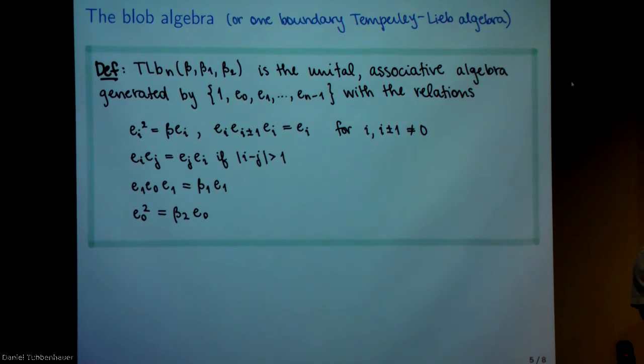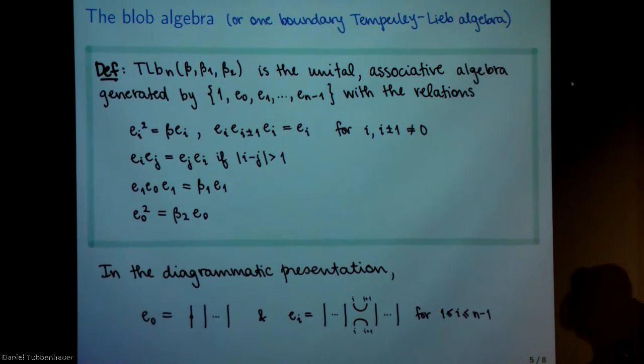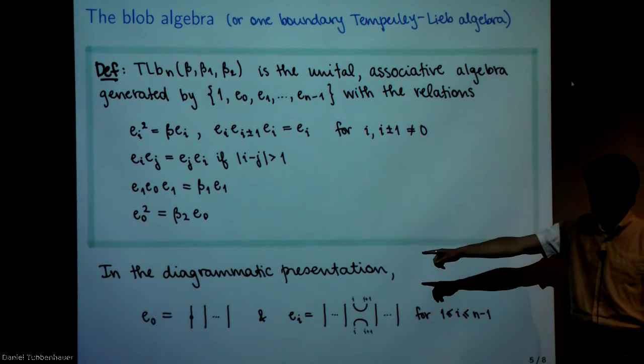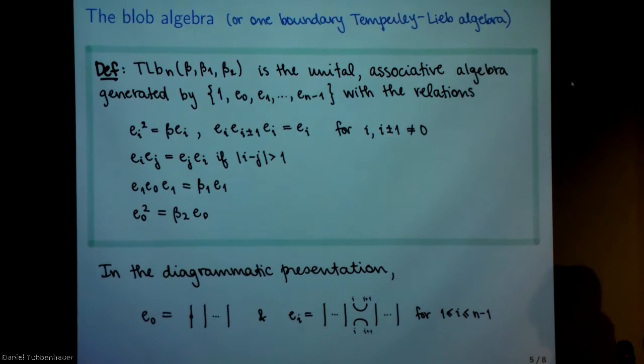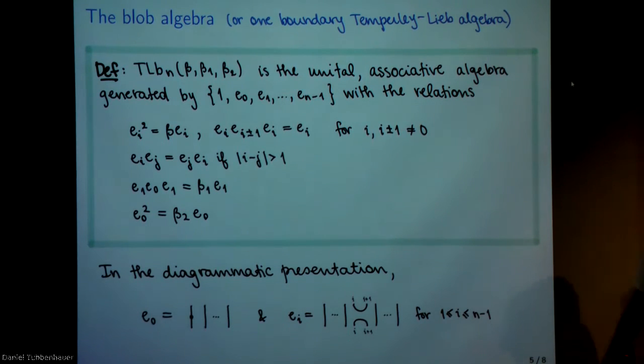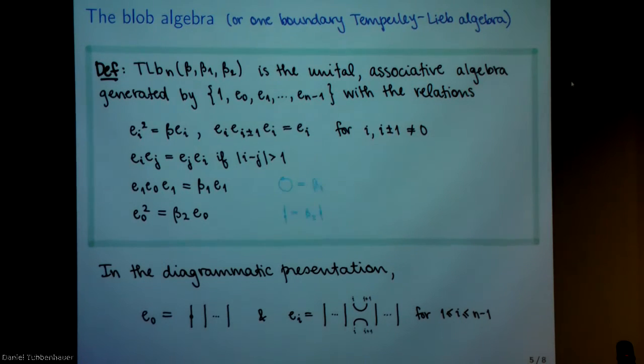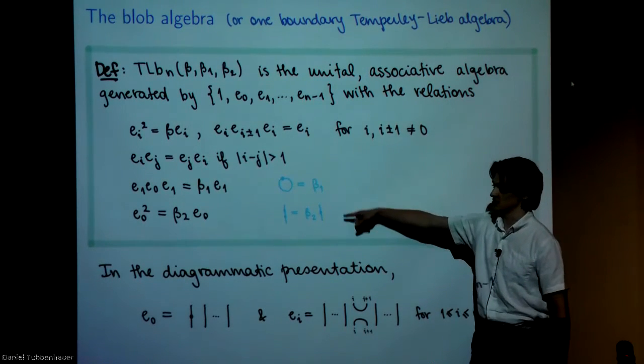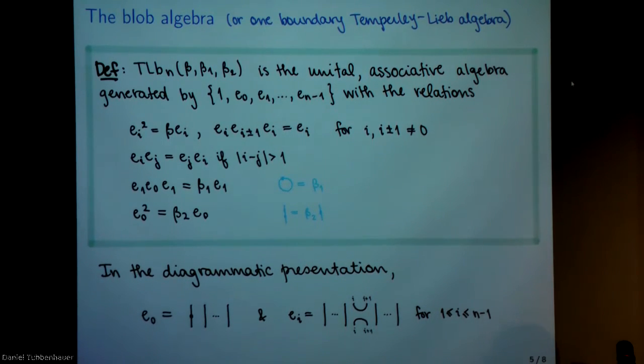And so if we want to go back to the diagrammatic picture, we can just send E0 to be the blob on this first strand, and then the Ei's to be the normal Temperley-Lieb diagrams. And using this, we can see that these relations actually correspond to the ones that I presented in the slide before.